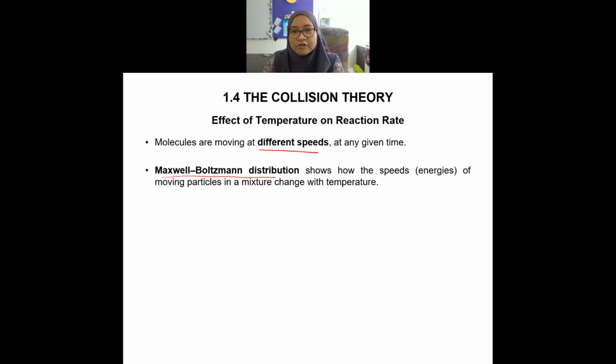shows how the speed or energy of moving particles in a mixture changes with temperature. Speeds and temperature. Okay, they relate speeds and temperature, and we can also represent the speed in terms of energy as well. Sometimes we can use speed, sometimes we can use kinetic energy. So it actually carries the same meaning, because we know that speed is directly proportional to kinetic energy.